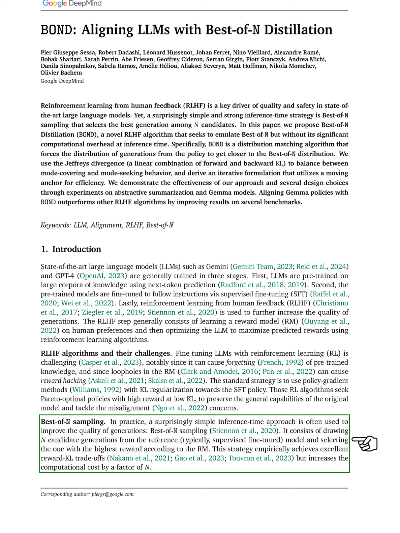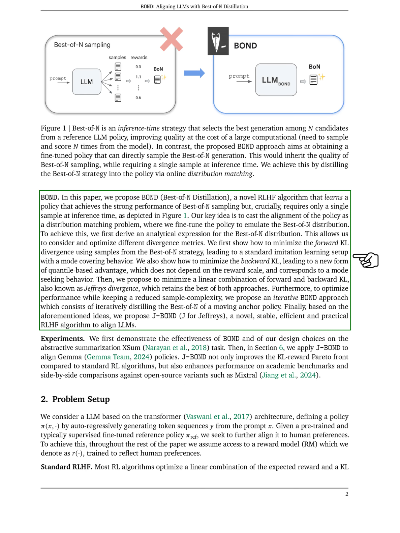To tackle the limitations of best-of-n sampling, we propose a new algorithm called BOND, which stands for best-of-n distillation. Our innovative approach allows us to achieve the strong performance of best-of-n sampling while only requiring a single output during inference. The core idea behind BOND is to frame the alignment of the policy as a problem of matching distributions, where we fine-tune the policy to replicate the distribution of outputs generated by the best-of-n method.